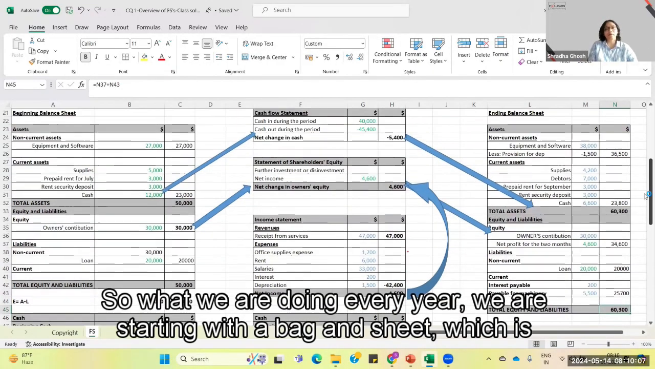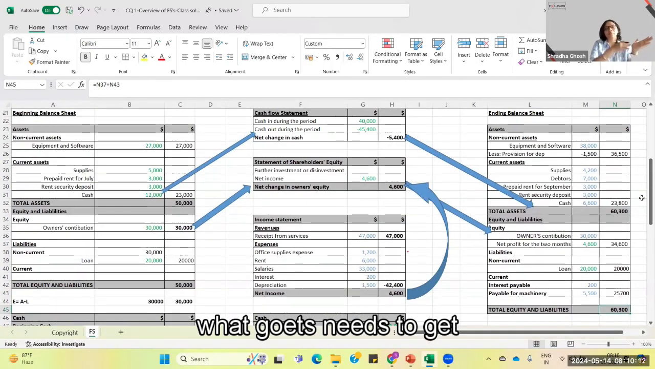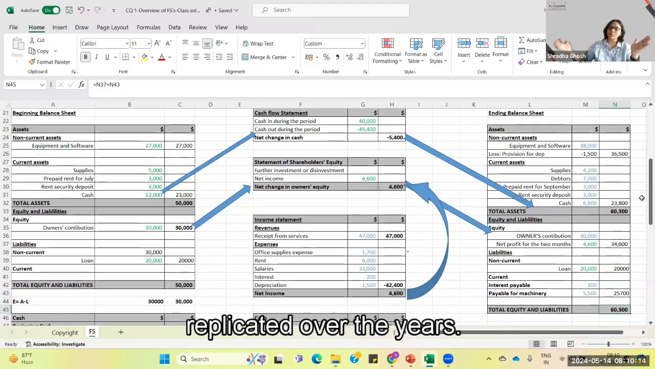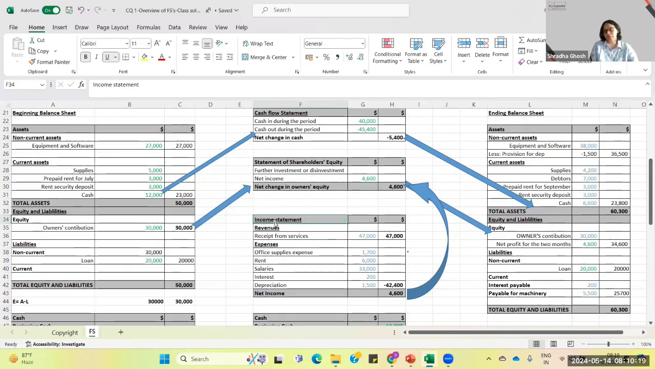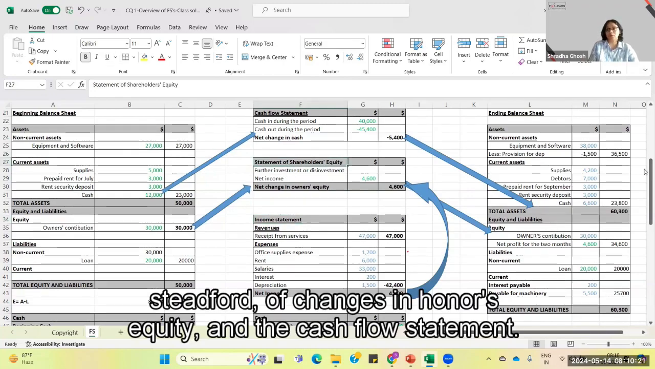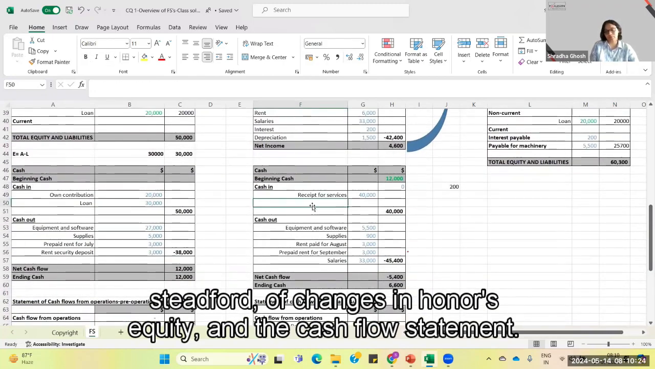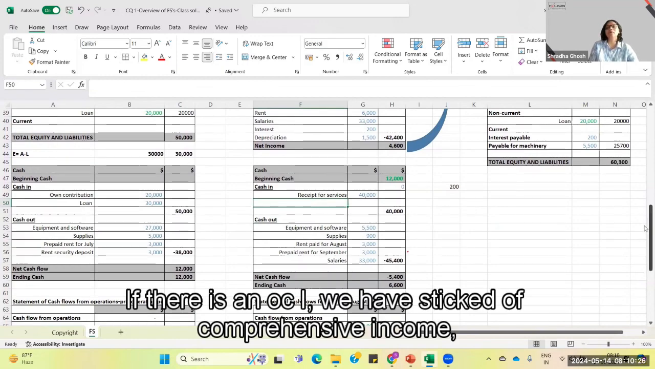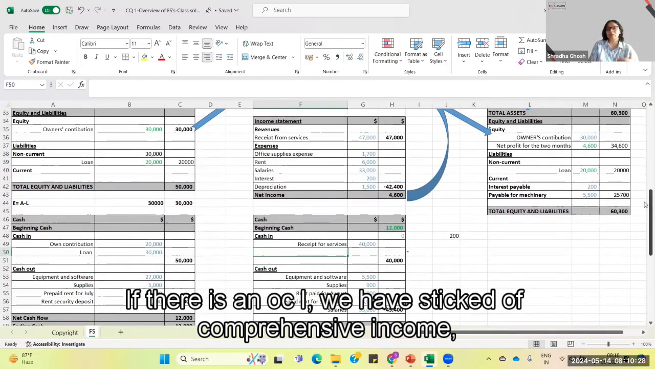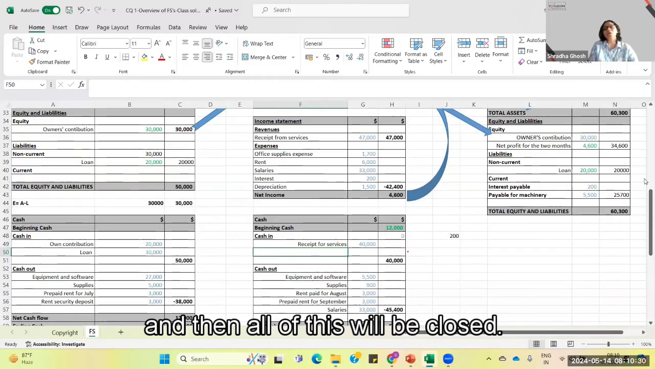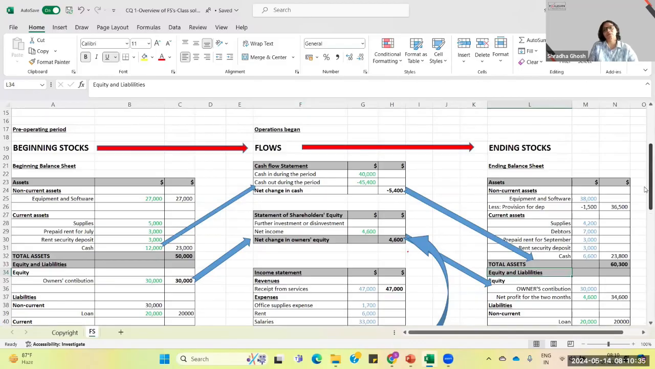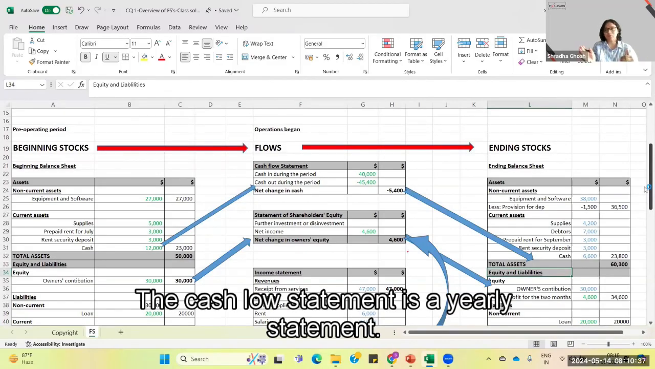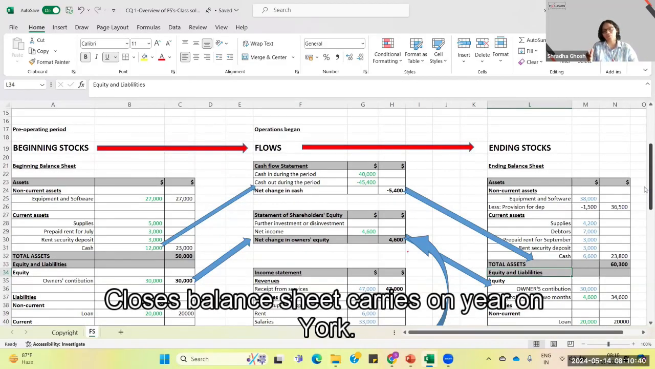So what we're doing, every year we are starting with a balance sheet, which is what needs to get replicated over the years. Then we are opening our cash, the income statement, which is a statement of operations, statement of changes in owner's equity, and the cash flow statement. Every year we do that. If there is an OCI, we will have statement of comprehensive income. And then all of this will be closed and we're going to get your final balance sheet. The cash flow statement is a yearly statement, closes. Balance sheet carries on year to year.